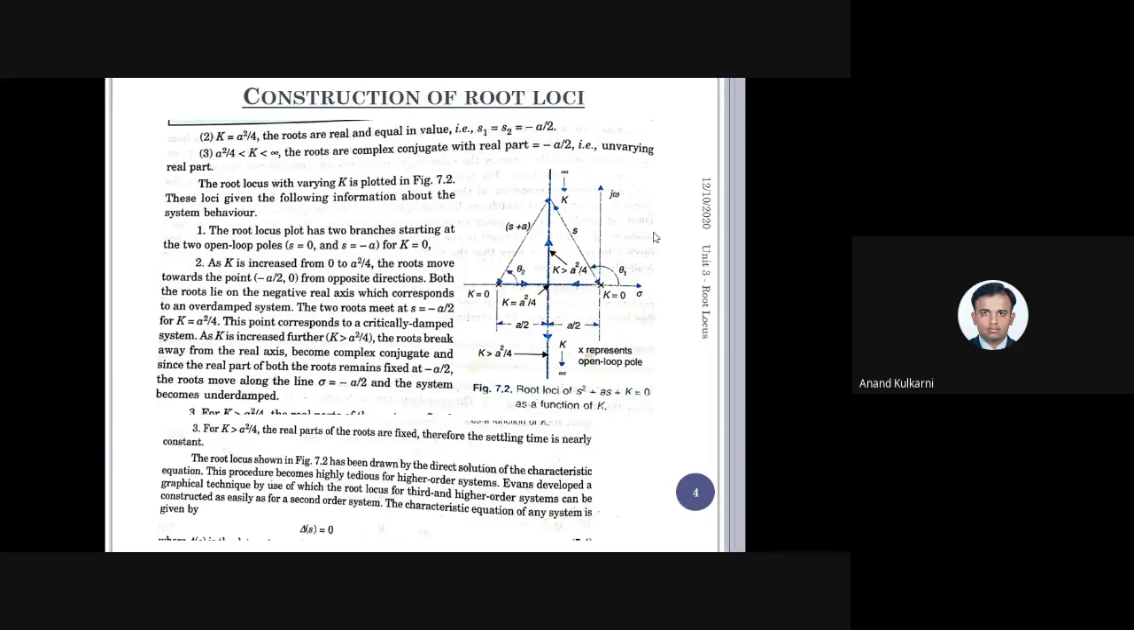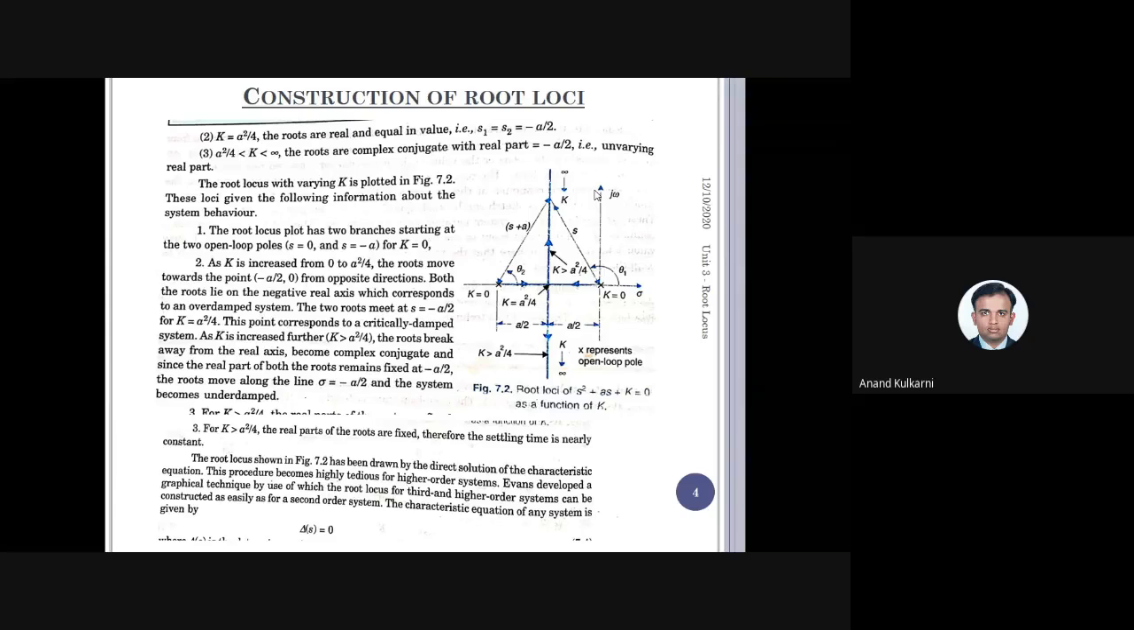But afterwards, if the value of k is less than a by 2 whole square, the system is overdamped. When k is equal to a by 2 whole square, it is critically damped. And if it is greater than a by 2 whole square, it is underdamped. So not only will you come to know the stability of the system, you will come to know the performance of the system, whether it is overdamped, critically damped, or underdamped. All this additional information you will come to know.